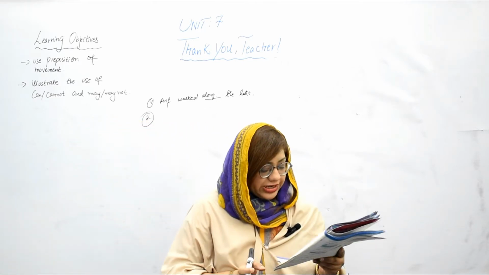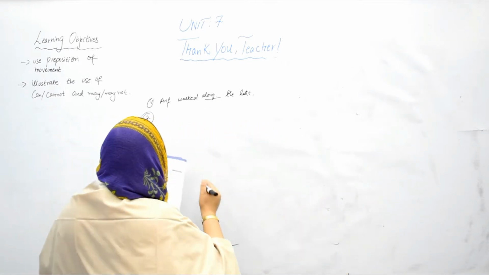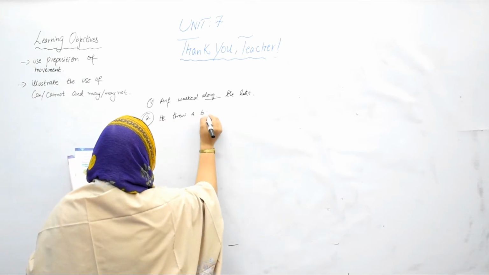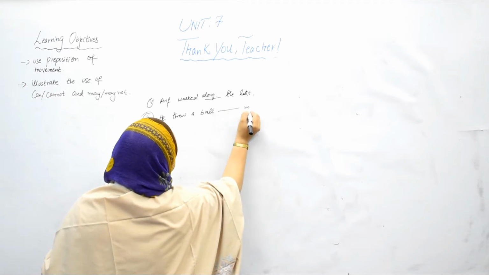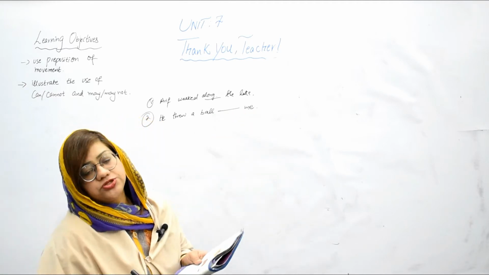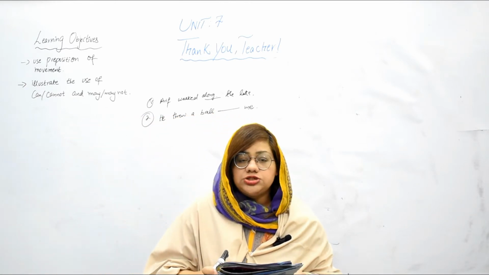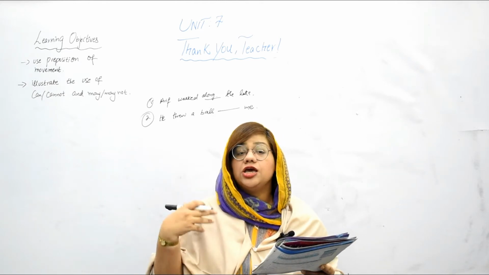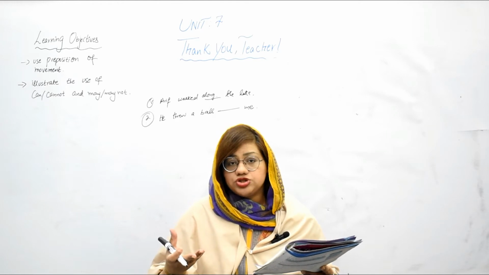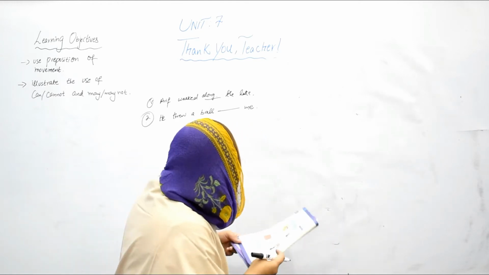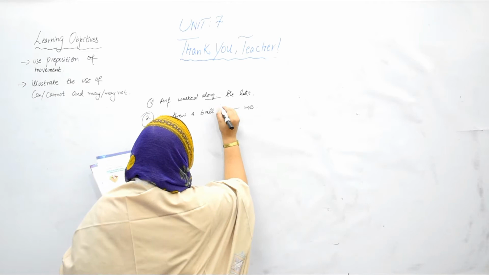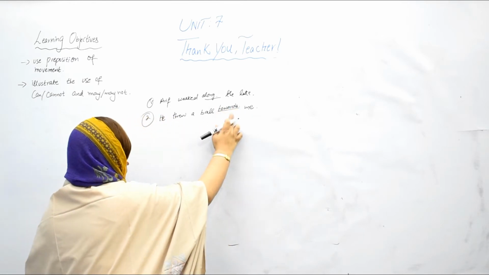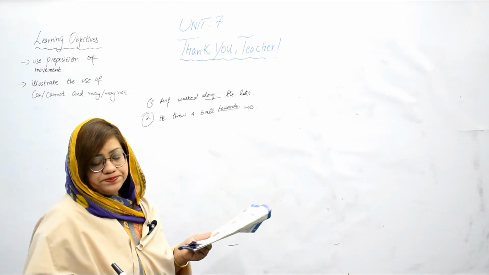Move to the second one. He threw a ball dash me. There are two options, towards or to. He threw a ball towards me or to me. Obviously, we know that the preposition of movement is towards. So which preposition is most accurate? Towards me. He threw a ball towards me.